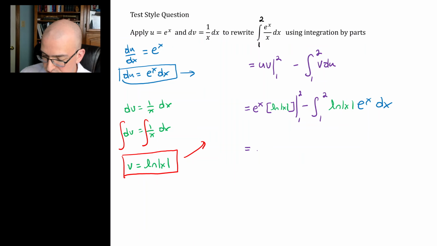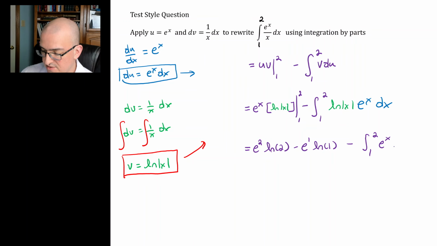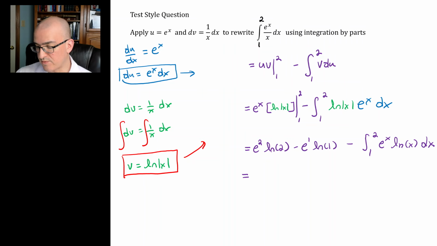Okay, and I'm going to plug in 2. We have e to the 2 ln 2, and plug in 1, minus e to the 1 ln 1, minus the integral from 1 to 2. I'm going to put the e to the x in front of the log function. It's a little bit more standard to do that. I'm going to drop the absolute value symbols because we are integrating from 1 to 2, which means we're integrating over positive numbers. So we don't need absolute values. If x is positive over our region of integration, the absolute value sign can be dropped. Or left. It's not wrong to leave it.